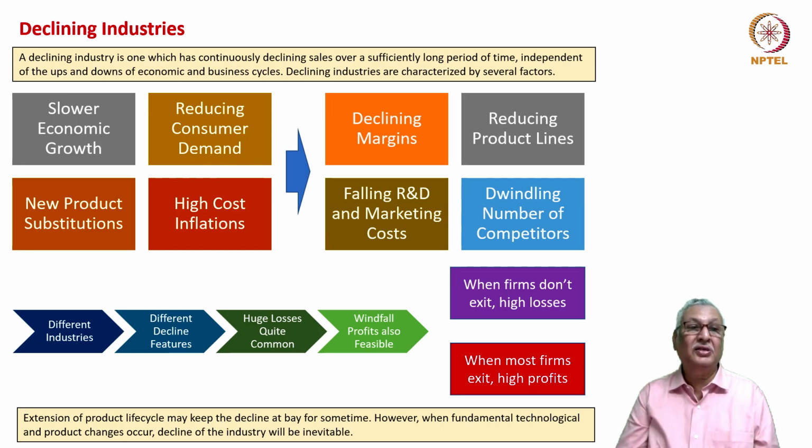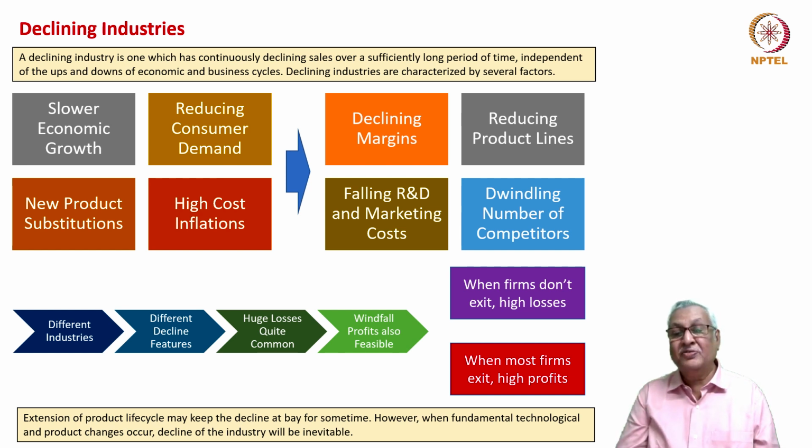Let's look at the declining industries. A declining industry is one which has been continuously declining in sales over a sufficiently long period of time. It is independent of the ups and downs of economic and business cycles. Just because in a recessionary environment sales have come down for a year or two, it doesn't mean that the industry itself is a declining industry.